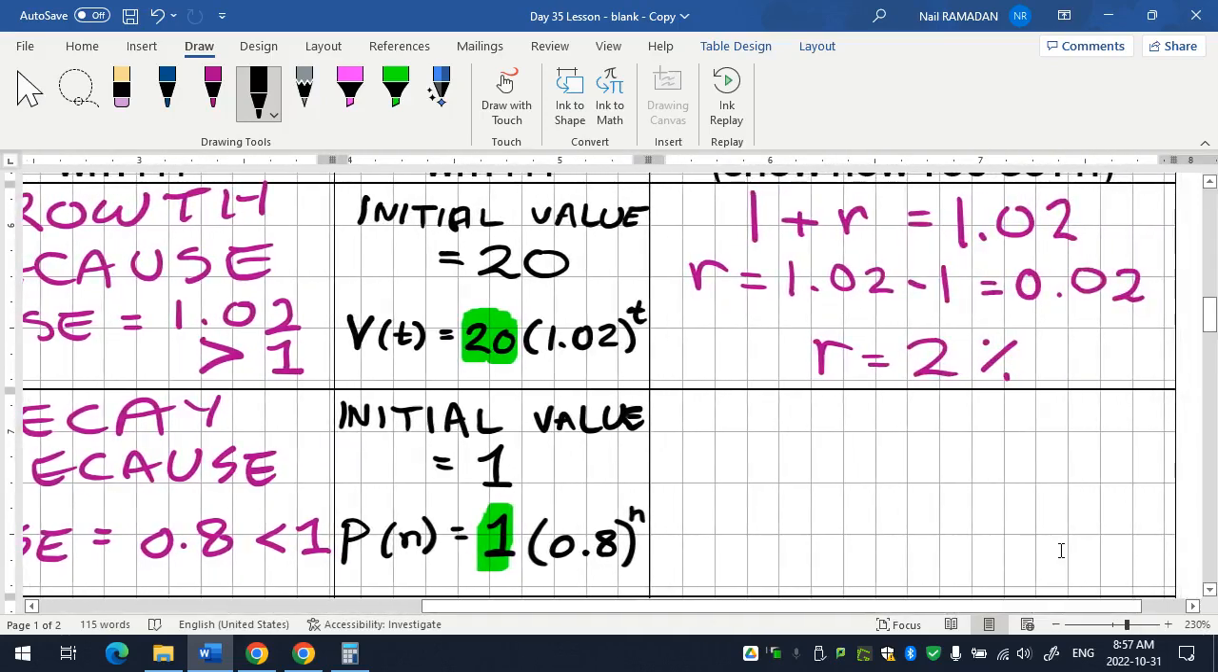Can someone tell me now how this one is going to change? One small change, but it will make a huge impact. Muhammad, go ahead. Plus or minus? Minus. Everyone, this becomes what? 1 minus r equals how much? And then we'll solve. Okay.